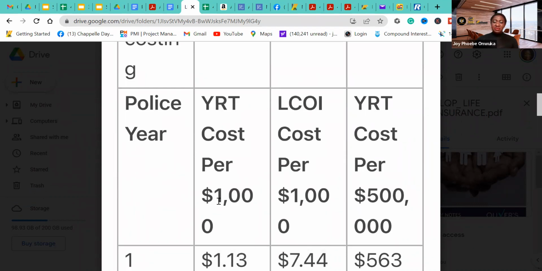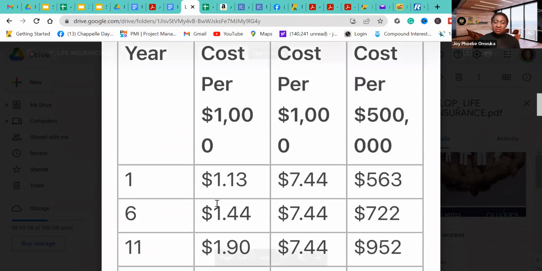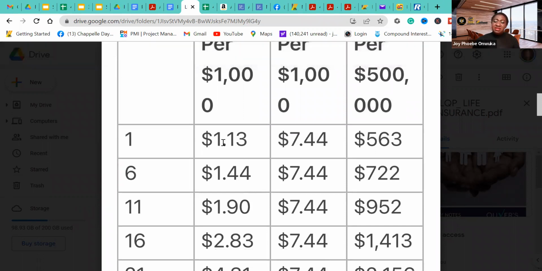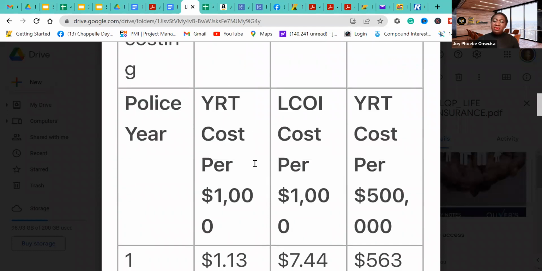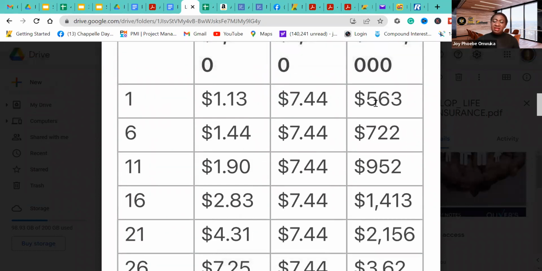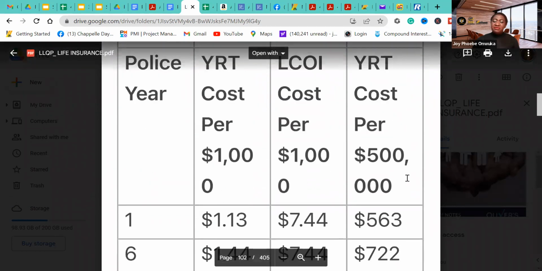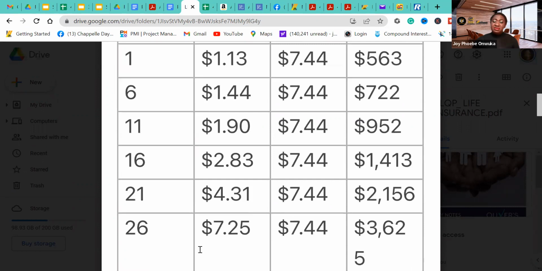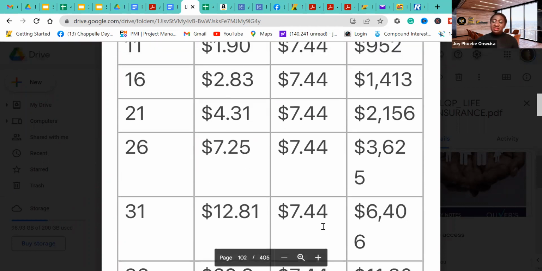So YRT cost per 500 is this. Okay, so the first year is this. Level cost of insurance. You can see that for YRT, the first year is so cheap, making the person pay less, right? Now, see year six. This is level cost of insurance. By year 26, they are at par, both YRT and level cost of insurance are the same. By year 31, now YRT is higher than level cost of insurance.